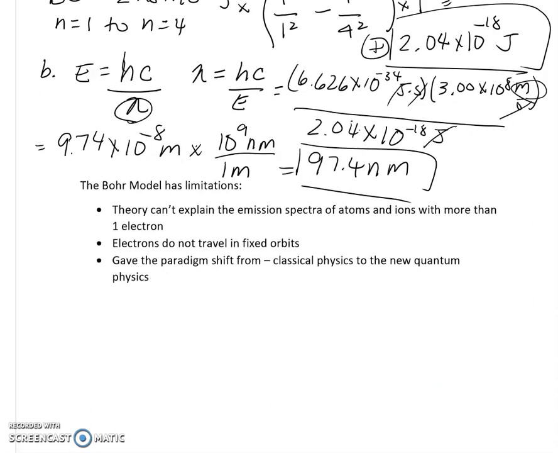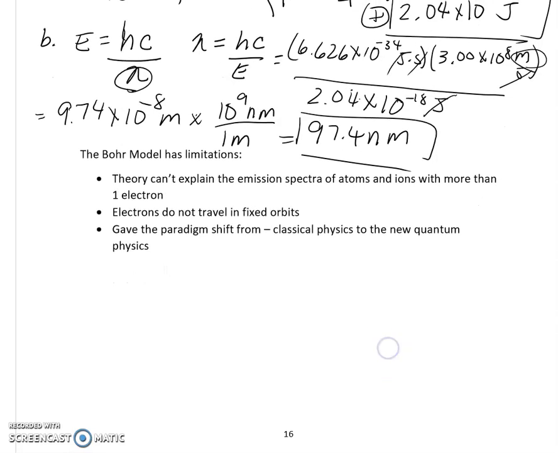Now, the last thing I need to say about the Bohr model is it has limitations. It's really only used for the hydrogen atom, and it can't explain emission spectra of atoms or ions with more than one electron. And we know that electrons don't travel in fixed orbits. In the next modules, we're going to shift to newer ideas leading to the newer quantum mechanics. We're going to study something called the wave-particle duality, which is de Broglie's equation, and the uncertainty principle. Okay, on to the next module.